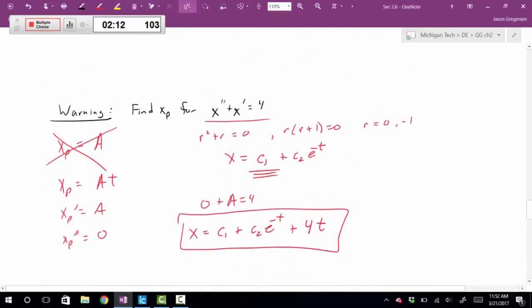It basically says that if you have this differential equation, one thing you can do is just take the derivative of the whole equation. If I take the derivative of this whole equation, what do I get? Well, I get x triple prime plus x double prime equals 0. And that way I've turned this into a homogeneous equation.